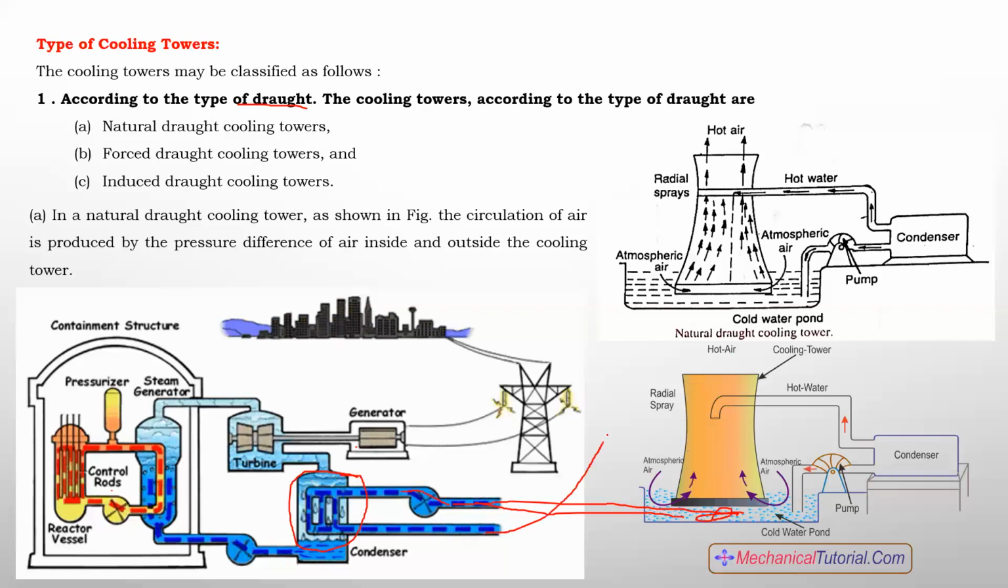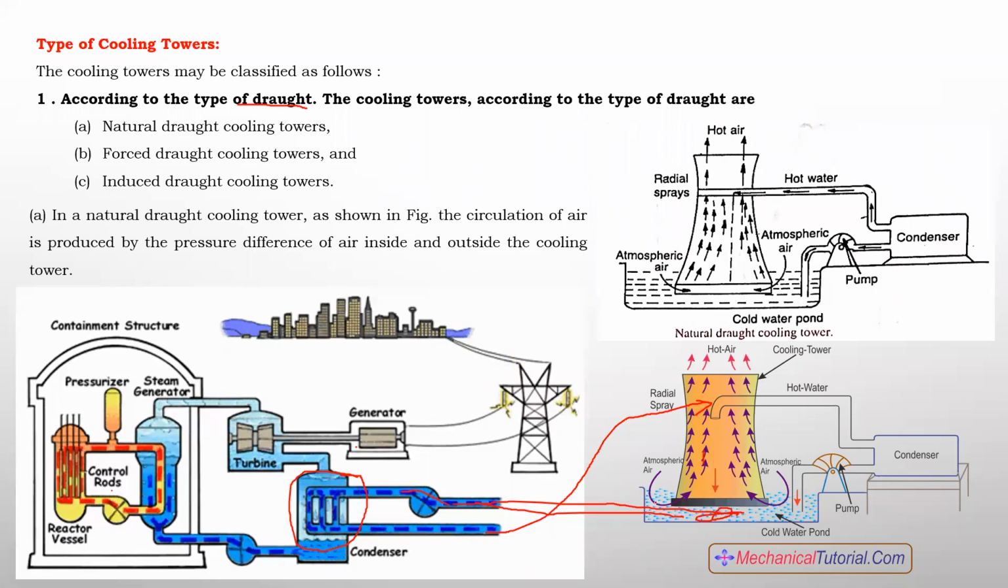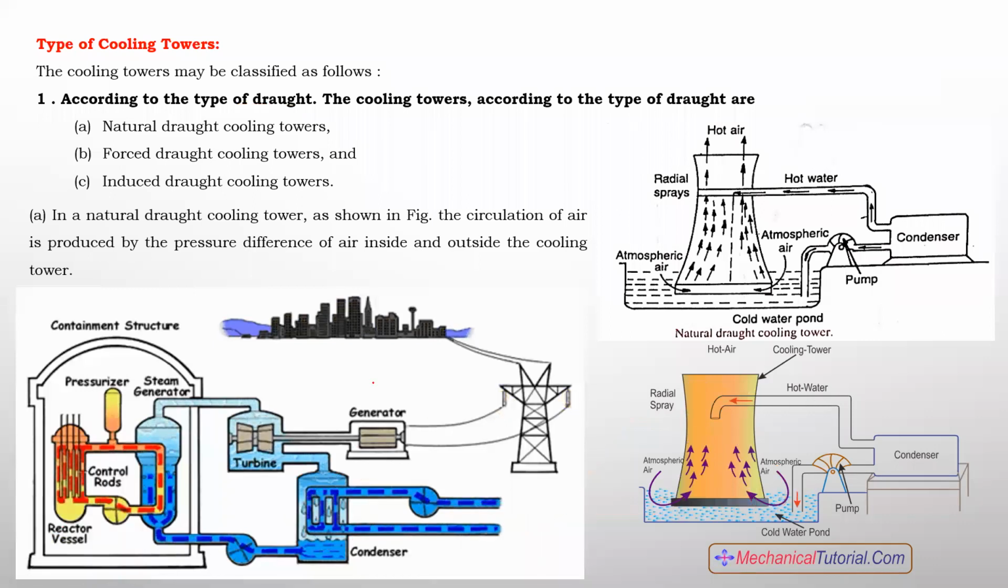This hot water is sprayed downward from the top here. Where does the air come from? The air comes from the atmosphere, from below, and goes upward. While air travels in the upward direction, water is sprayed in the downward direction; both move in opposite directions. Air absorbs the heat and the water becomes cold. The cold water will be collected at the bottom and recirculated inside the condenser, and this is called natural circulation.